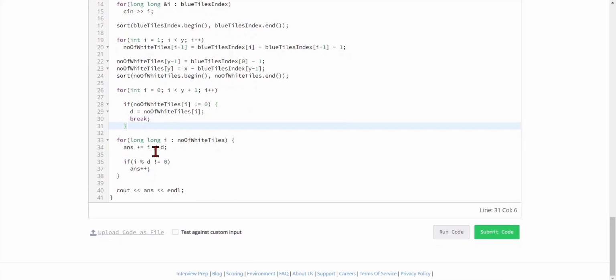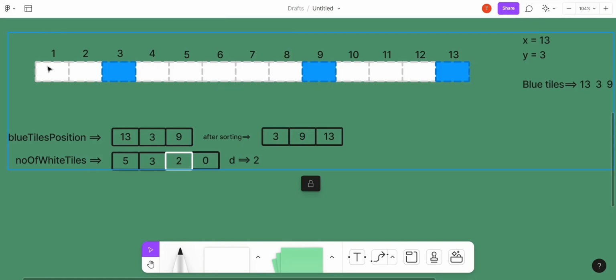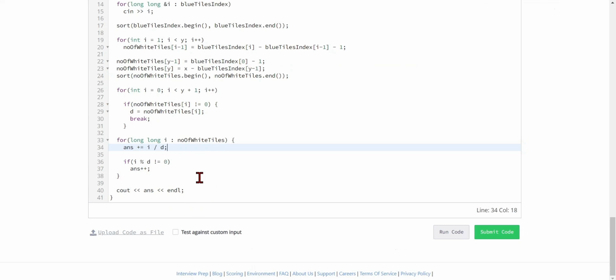Now we are iterating in the number of white tiles. Here we need to take the ceiling value. In this case, consider we have two white tiles. In one paint job this can be done. Now here we have 1, 2, 3, 4, 5 white tiles. So this can be done in 1, 2, and 3 paint jobs. That is 5 divided by 2, which is 2 in integer division, plus 1, that is 3. So this is what we are trying to do here, and we have declared answer as 0 initially.